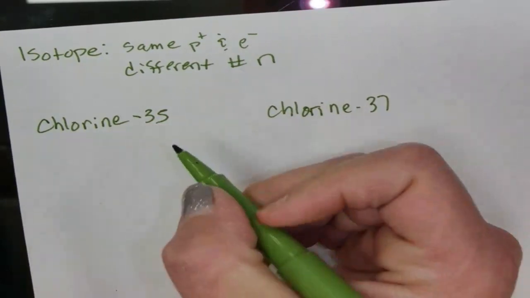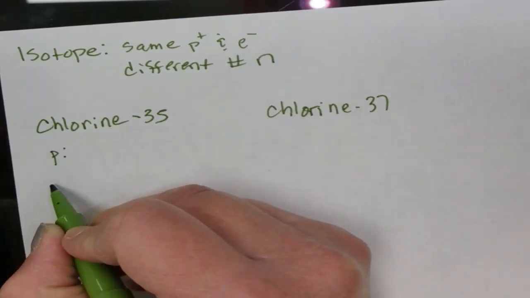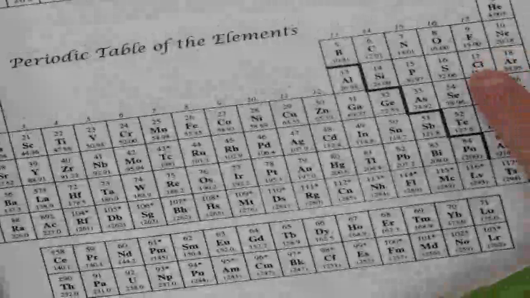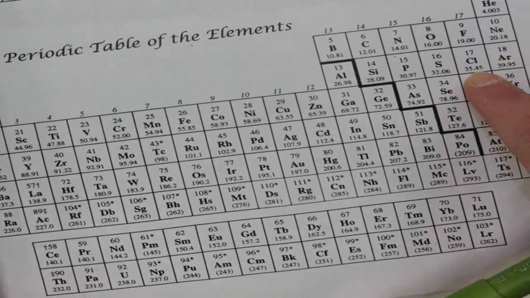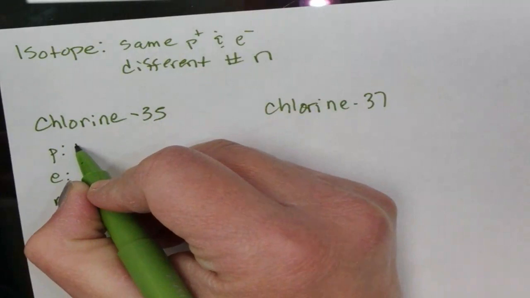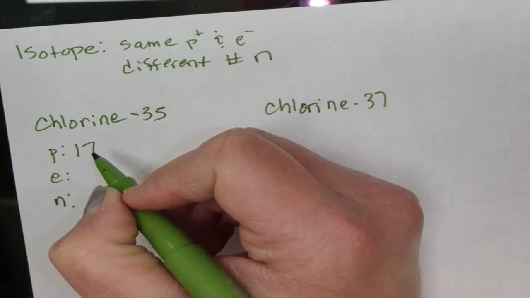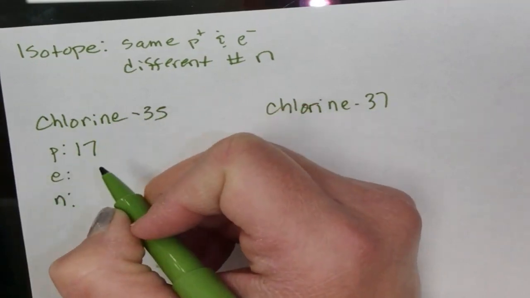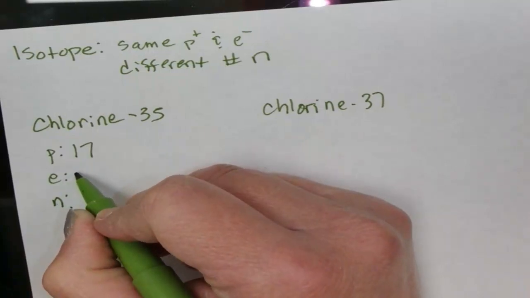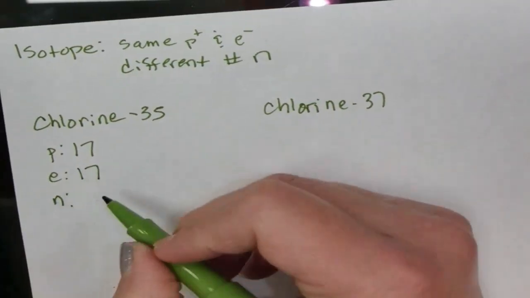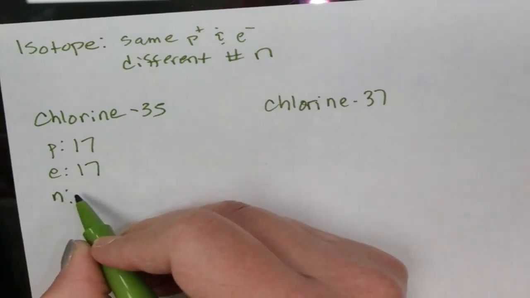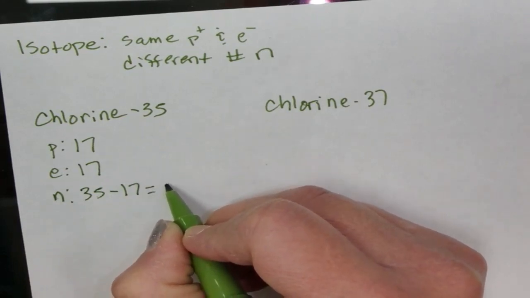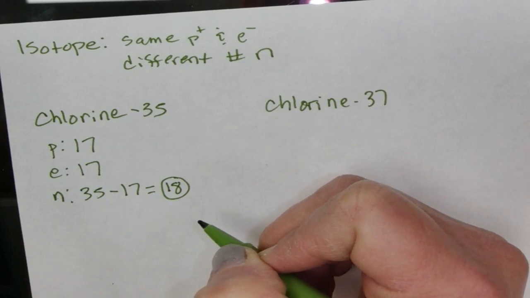So let's take chlorine-35 and let's find the protons, electrons, and neutrons. Now chlorine is number 17 on the periodic table, so it has an atomic number of 17 protons. This is neutral. We know that because there's no oxidation number, no charges or anything there. So we know it's neutral, so protons equal electrons. And our neutrons are going to be found by taking the mass of 35 and subtracting out the protons, which is going to ultimately give us a number of 18.